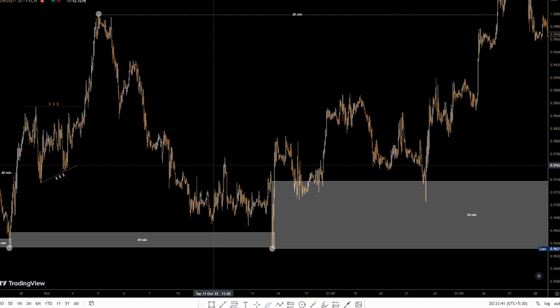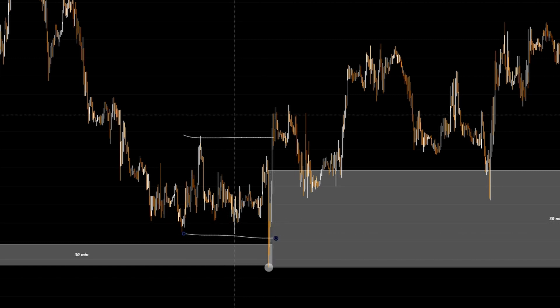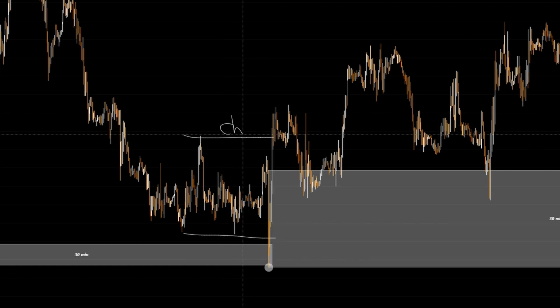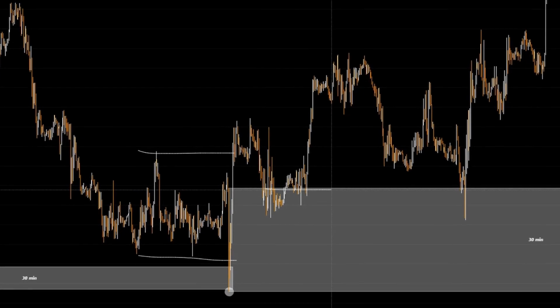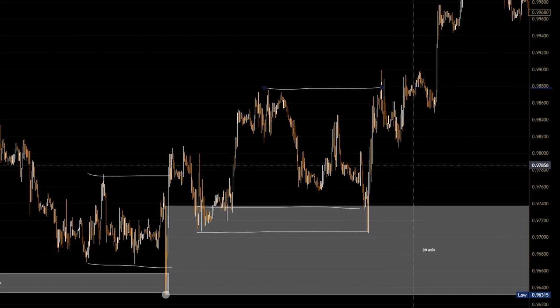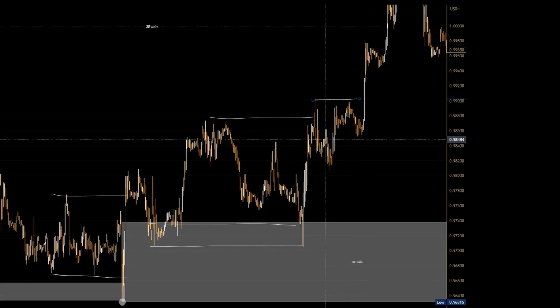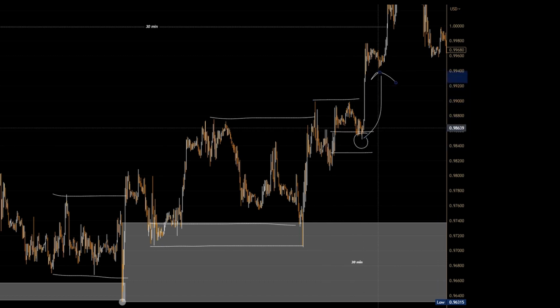You can see that this is our substructure break, right? This is our substructure break. This is our change of character in our lower time frame, right? And after the change of character, price is again moving in the upward direction and it also respects the previous demand level. Again, it breaks the structure. It respects the demand level and price is continuously moving in the upward direction.